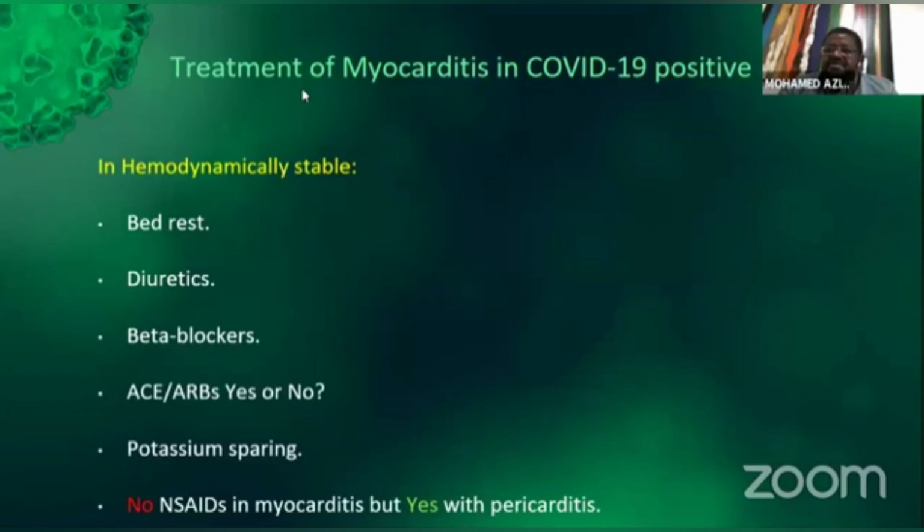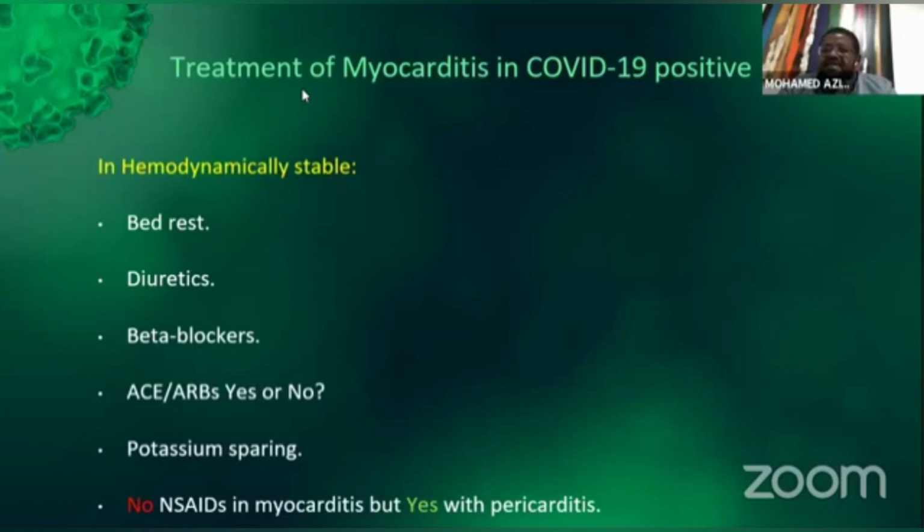In stable patients, we advise complete bed rest. Every patient with myocarditis should be confined to bed, so no activities are allowed, even for football players or those who do a lot of exercise. We advise these patients not to exercise for at least 6 months. No exercise. We can use diuretics if the patient is in heart failure.